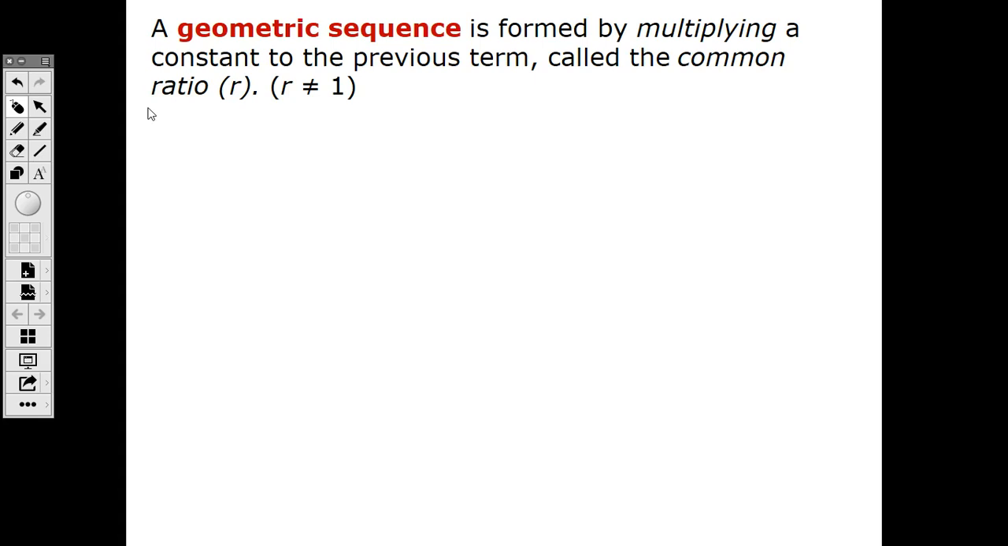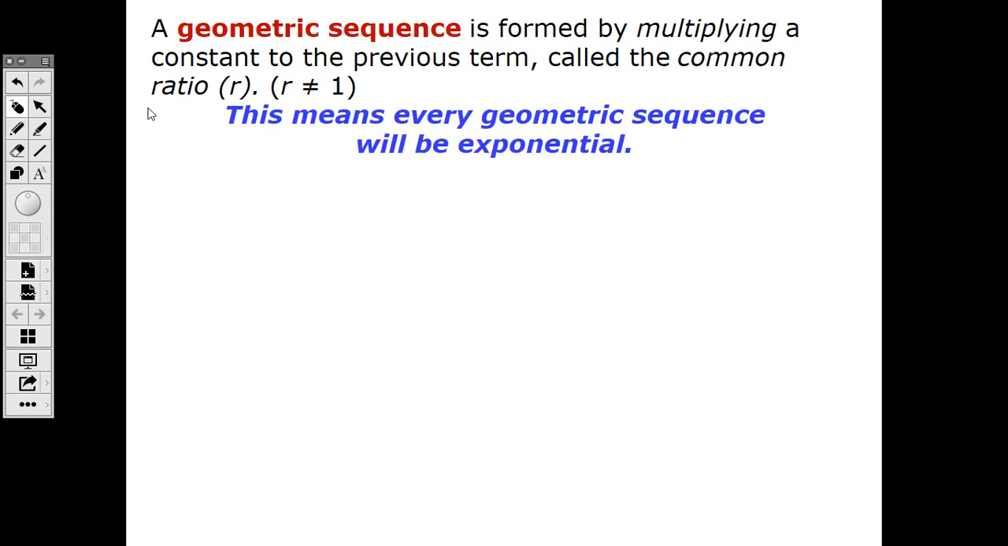A geometric sequence is formed by multiplying a constant to the previous term. So we're multiplying to get to the next term every time. That's called the common ratio, but the ratio can't be 1 or we wouldn't change anything. This means that every geometric sequence will be exponential.